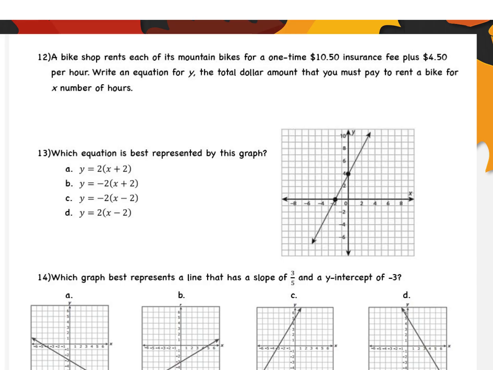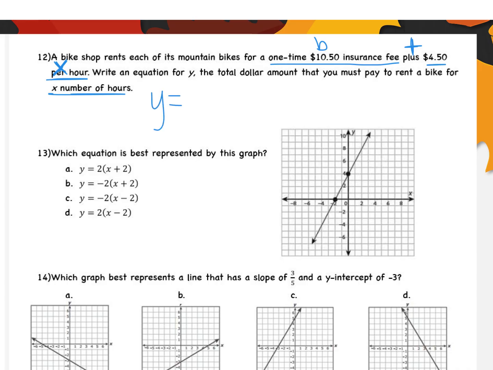So bike shop rents mountain bikes. One time, $10.50 fee. What does one time mean? Is that your M or your B? That's our B. One time. That's your beginning. Plus, so I'm going to put a plus here. 4.50. Oh, there's that word per. What does per mean? Per means multiply or x. And notice it tells us x is hours. So y is our total.